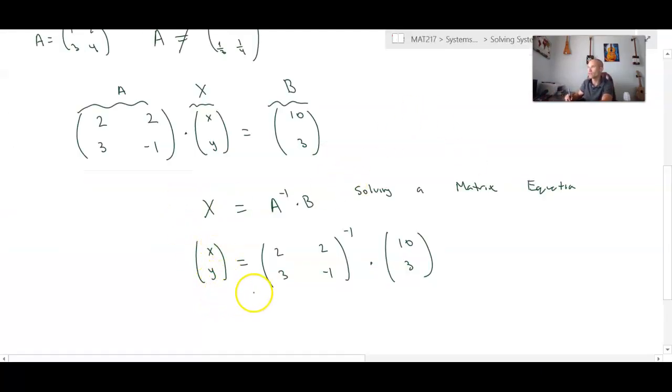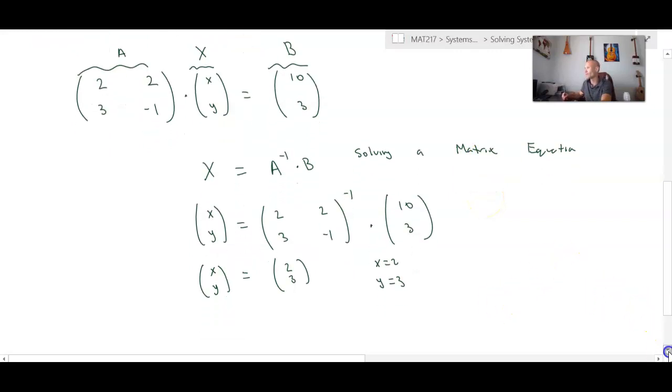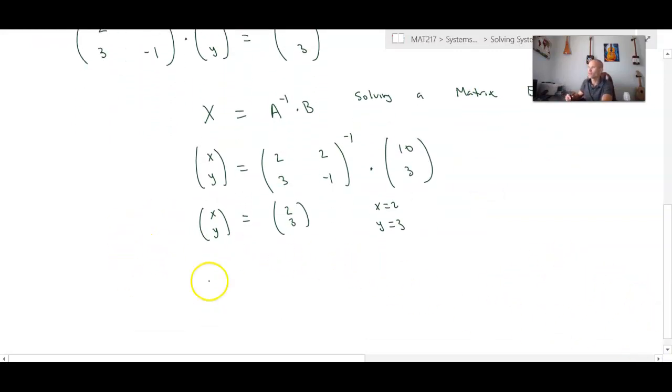So this equals 2, 3, and if you trace across to see what the top row is, the top row says x is equal to 2, bottom row says y is equal to 3, and so we've just solved a matrix equation. Now, the reason I don't prefer this method in general is that there are some caveats.